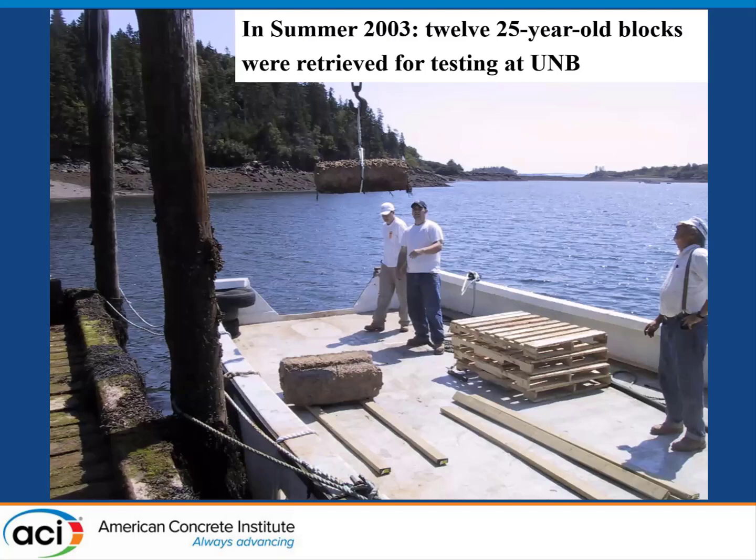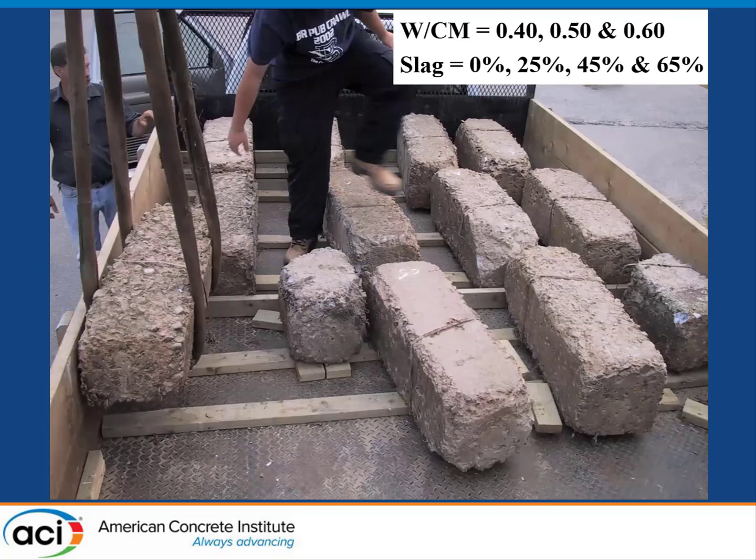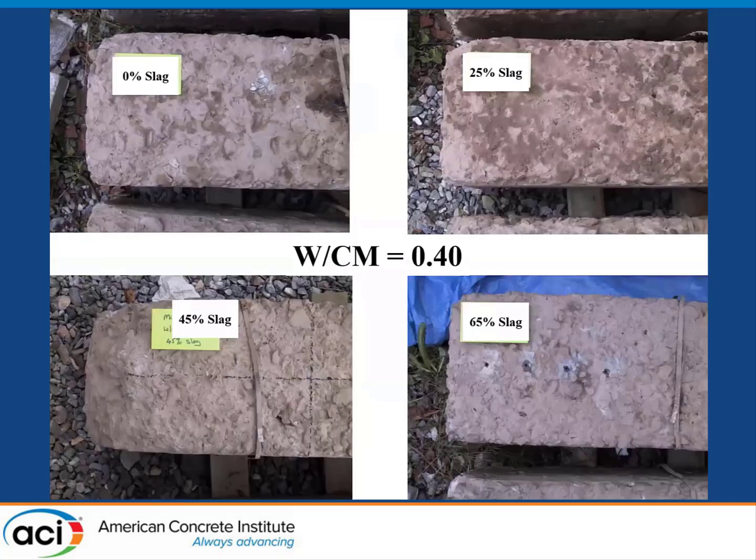In the summer of 2003, a series of concrete blocks reached an age of 25 years, and this started our process of validation. We thought, well, let's bring these blocks back and look at things like chloride profiles and other parameters. Our first series of blocks had 3 water cementing materials ratios and 4 different levels of slag. I'm only going to show you the data for the 0.4 water cementing materials ratio. We found at the higher water cementing materials ratio, some of the blocks with the higher slag levels suffered a little bit of surface deterioration due to de-icing salt scaling.